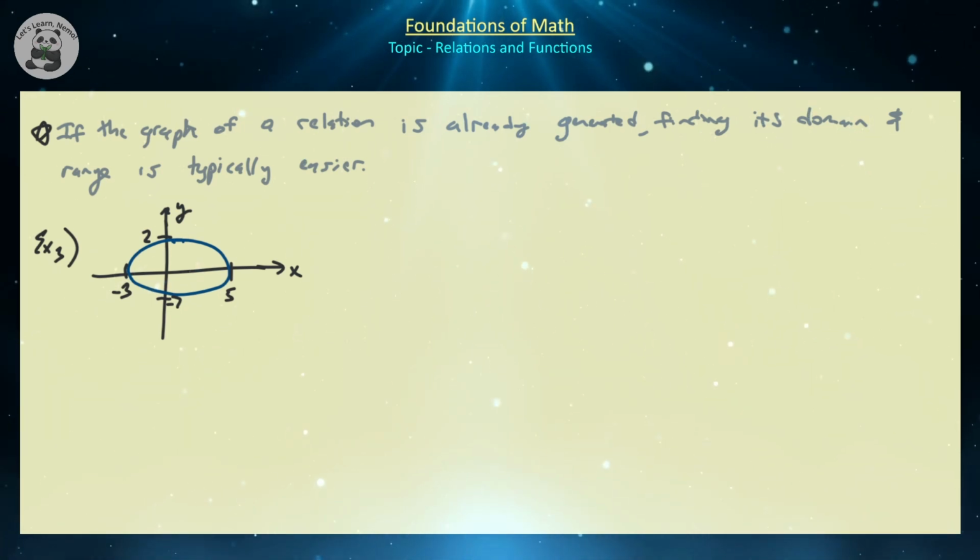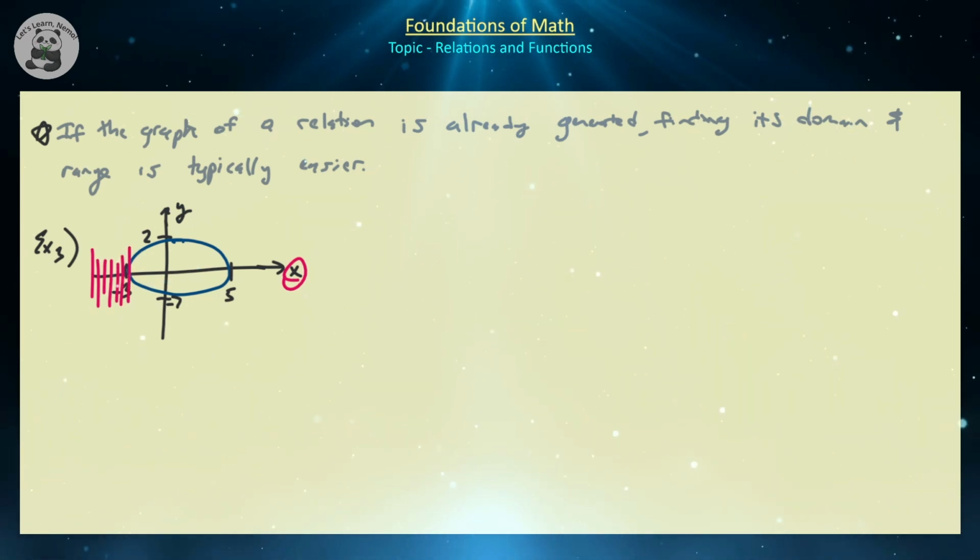So the domain is going to be, of course, the horizontal elements. So I'm just going to draw a bunch of vertical lines along the x-axis and see when they cross this particular graph. If I were to draw a vertical line at, for example, negative 4, it doesn't cross the blue curve, so therefore negative 4 is not going to belong to the domain. So if I keep on drawing vertical lines, notice it does not cross until I get to negative 3.